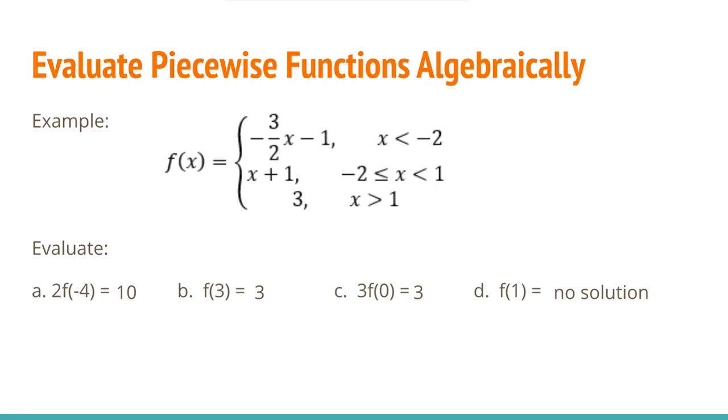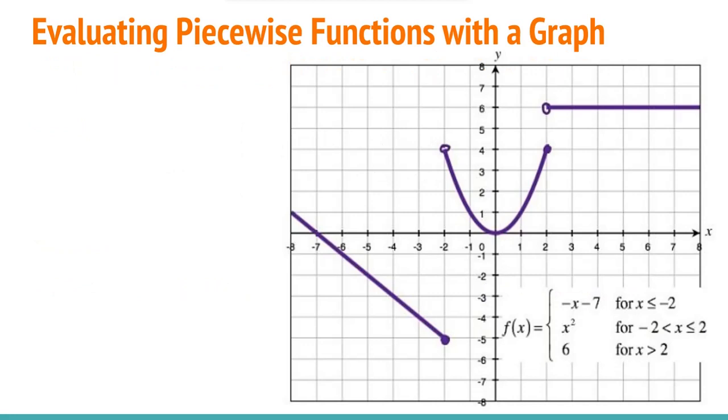Next, we're going to be looking at evaluating a piecewise function if all you have is a graph. So here we've got a graph of the piecewise function that's listed down below. And what we're going to do is pretend for a second that we don't actually have the function. All we've got is the graph. So what I'm going to do is cover up the function itself. All right, now that's gone.